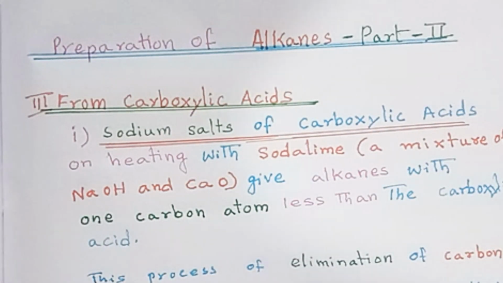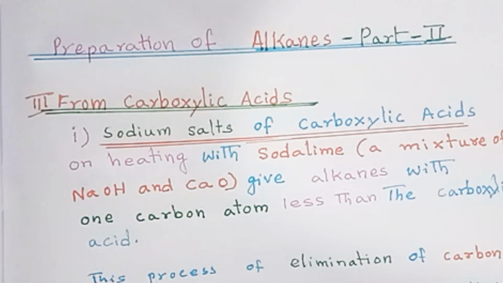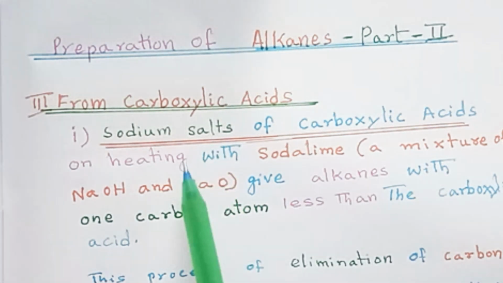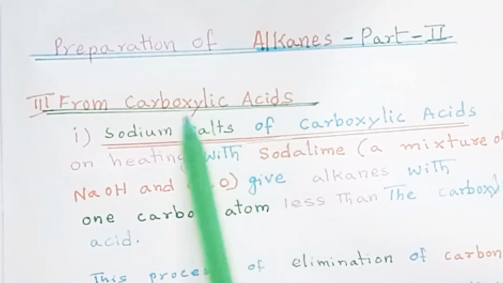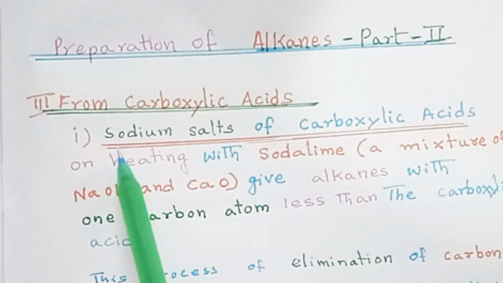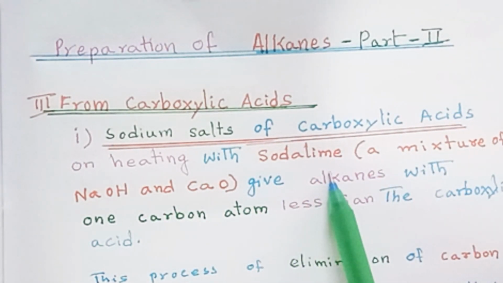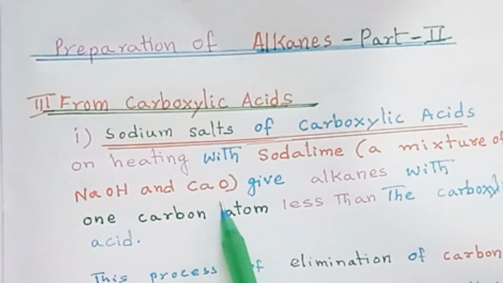My dear students, in our previous lecture, we learned about preparation of alkanes from unsaturated hydrocarbons and from alkyl halides. Today, continuing with that, in part 2, we shall learn about preparation of alkanes from carboxylic acids. Sodium salts of carboxylic acids on heating with soda lime. Soda lime means a mixture of sodium hydroxide and calcium oxide.